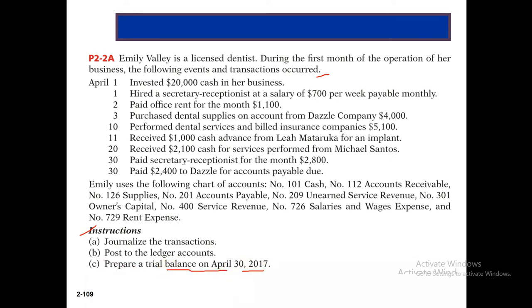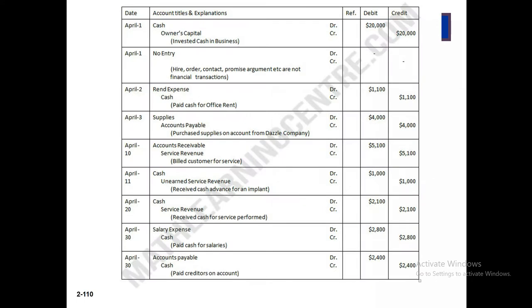Okay. So here, April 1, invested $20,000 cash in her business. For this transaction, our cash will be debit and owner's equity will be credit. So this is cash debit and owner's equity credit. That means this side is debit and this side is credit. And this is our brief explanation that we invested cash in the business.